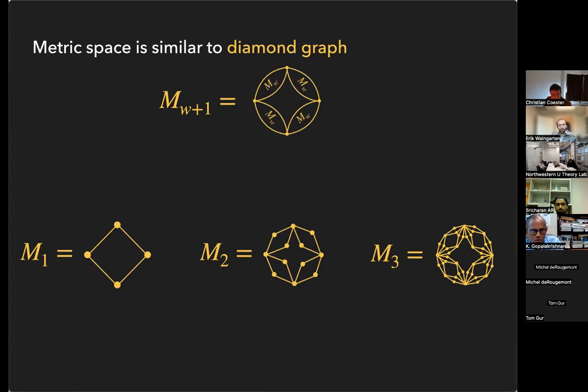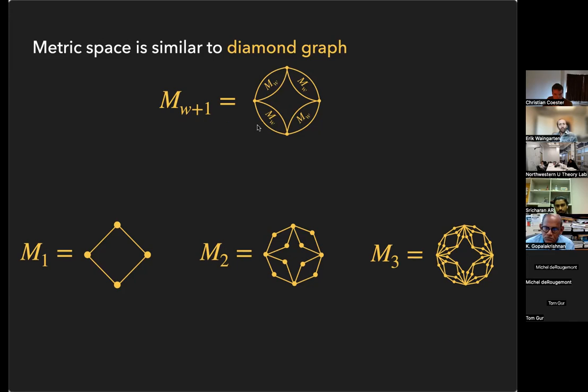So let me just mention that the metric space we use, as I said, is similar to before, but we use 6 RW copies in each recursive step. And this is actually very similar to a family of metrics that has been known as the diamond graphs.